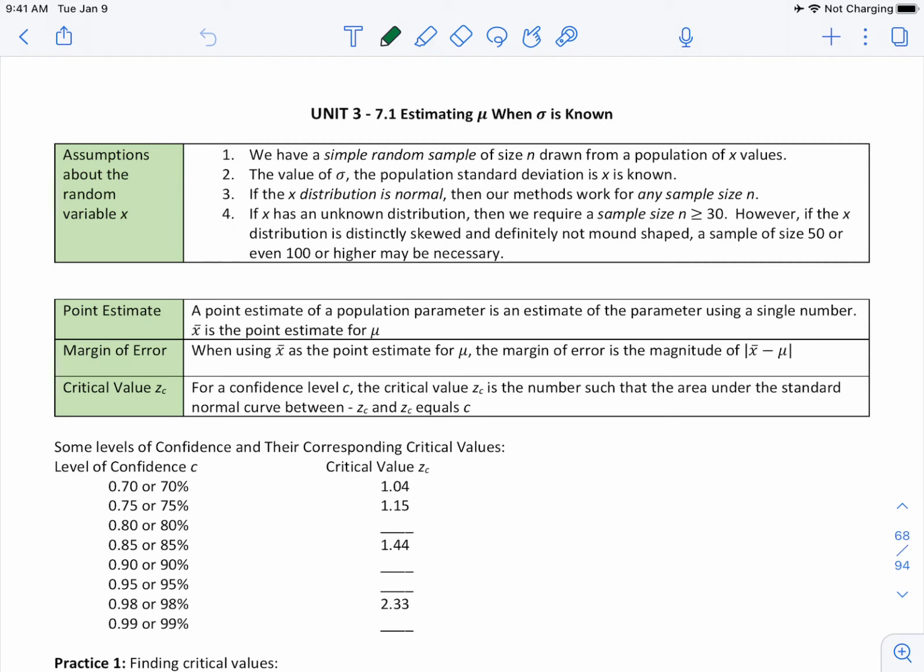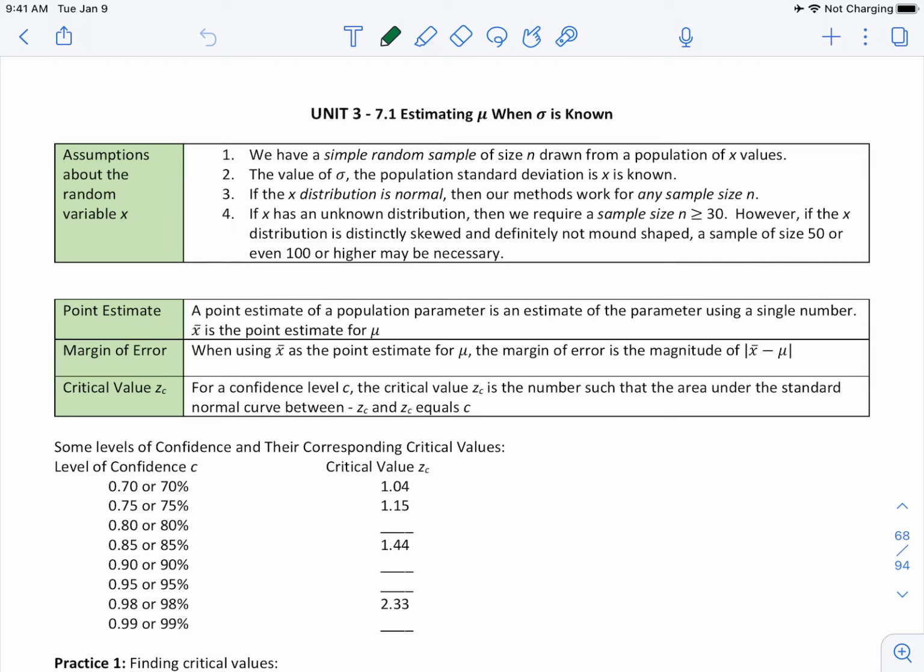A point estimate is an estimate of the parameter using a single number. X bar is the point estimate for mu. Margin of error: when using x bar as the point estimate for mu, the margin of error is the magnitude of x bar minus mu. It's the absolute value of that because the margin of error will be both positive and negative.